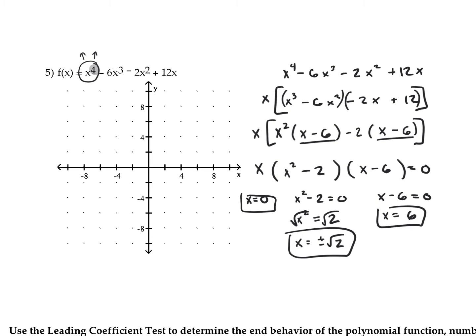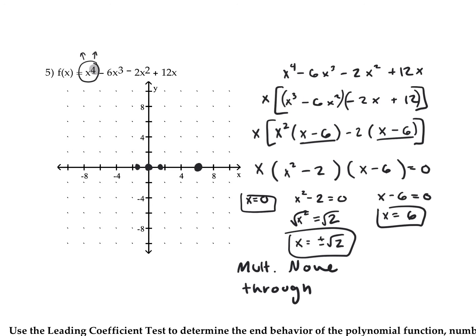So on my graph, I'm going to put a point at each of these. I have 0, positive square root 2, which is in between 1 and 2, so about here, and negative, so about there, kind of ish. And 6. So I'm going to go to 6 and put a point there. Do I have any multiplicity? Multiplicity, none. Because nothing repeats. So at each of my points, I'm going to go through.